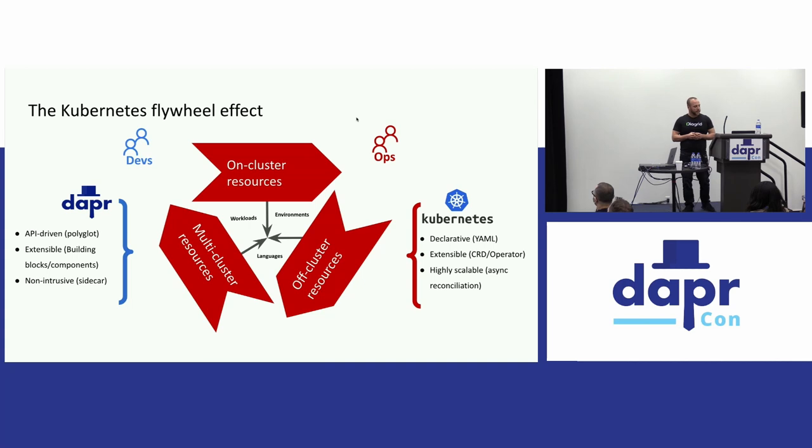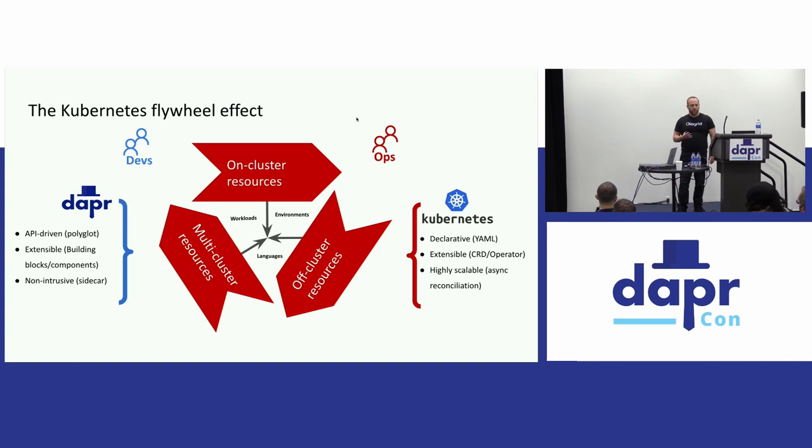What about the flywheel effect? I think if we look at the Kubernetes API, it's declarative, idempotent, based on YAML. It's extensible, so you can use custom resource definitions, and you can use operators to add new capabilities. It is highly scalable through its asynchronous reconciliation process. And I think these are characteristics that made Kubernetes today ubiquitous for running any kind of workload, whether that's on cluster, off cluster, multiple clusters, et cetera.